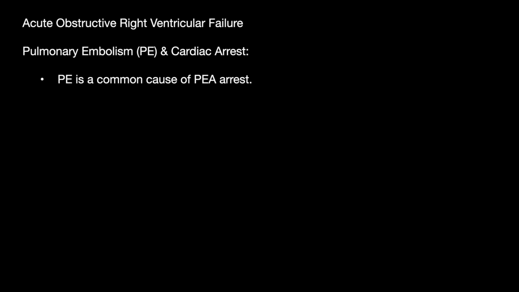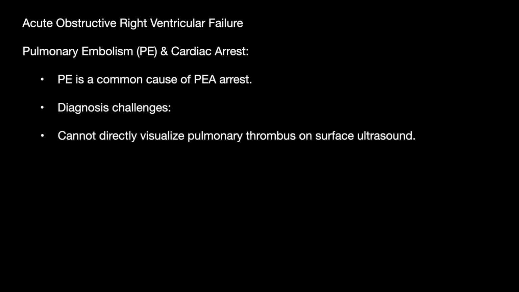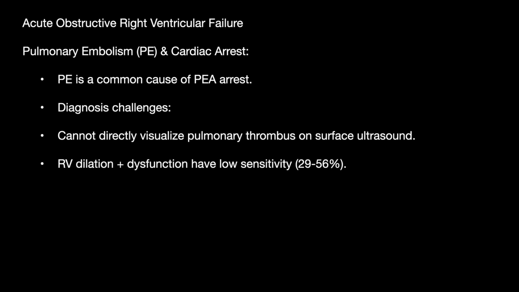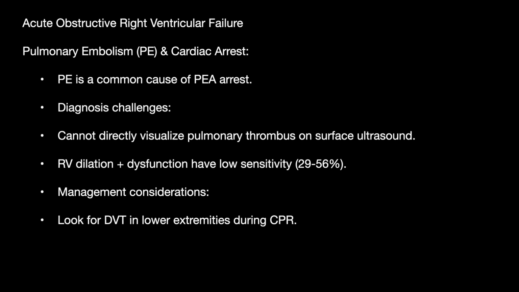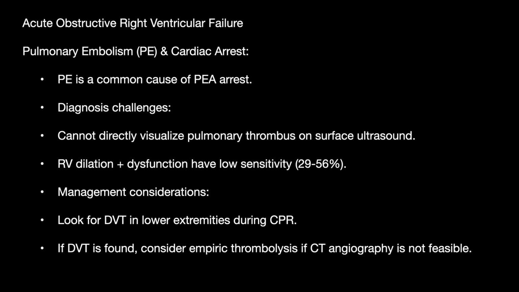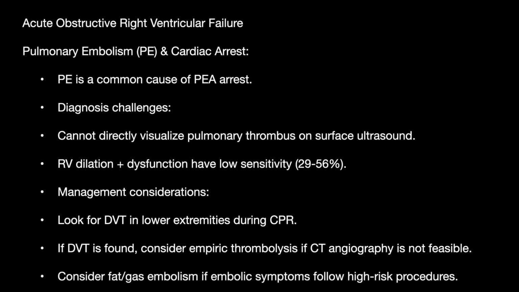So, pulmonary embolism is a common cause of cardiac arrest. So, how do we find it out? The diagnostic challenge we can face is that we cannot directly visualize the thrombus, and right ventricular dilatation and dysfunction have low sensitivity. The management consideration is to look for a DVT in the lower extremity during the CPR. If DVT is found, consider empirical thrombolysis if CT angiography is not feasible, and consider fat or gas embolism with embolic symptoms. Hypoxia.